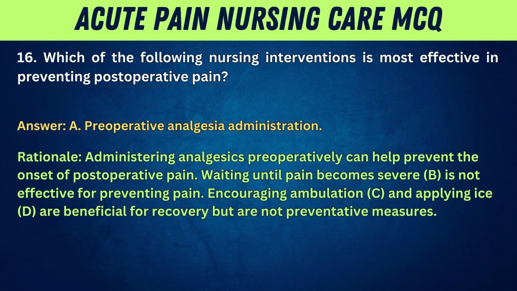Rationale. Administering analgesics preoperatively can help prevent the onset of postoperative pain. Waiting until pain becomes severe, B, is not effective for preventing pain. Encouraging ambulation, C, and applying ice, D, are beneficial for recovery but are not preventative measures.